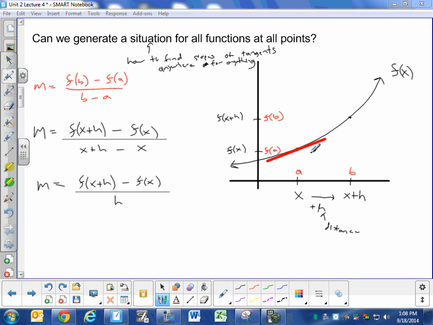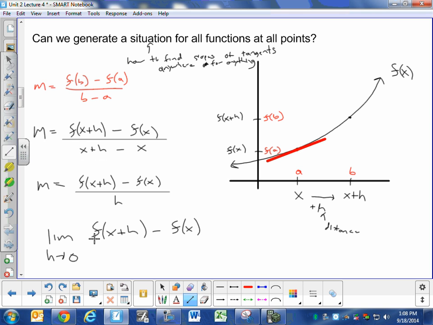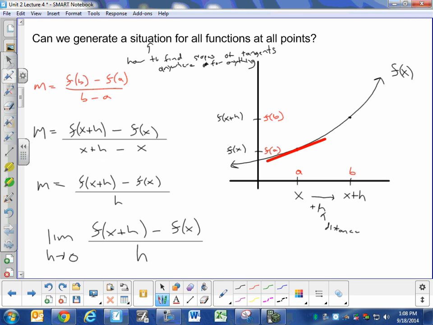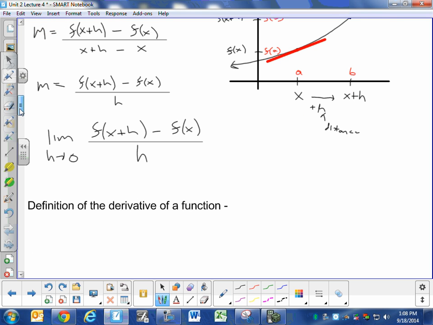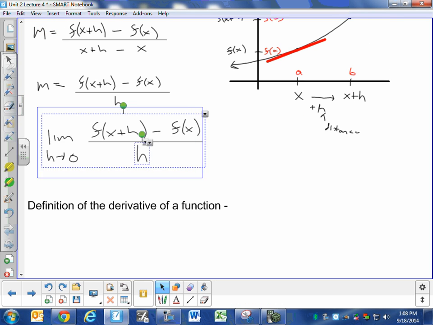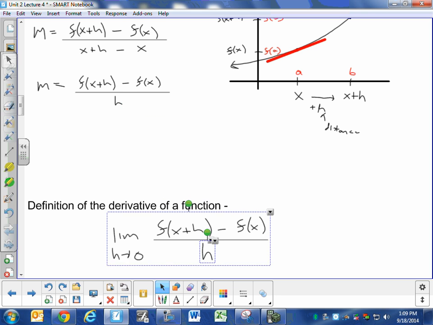Well, do you want to find the slope of a tangent of any function anywhere? Take the limit as h approaches 0 of this, and you will successfully find that slope. And this formula is the definition of the derivative of a function.